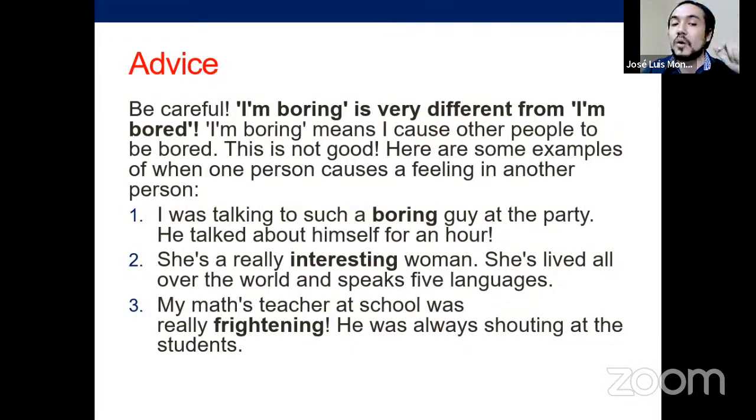She's lived all over the world and speaks 5 languages. So if you say here "she's a really interested woman," it gives a different meaning, and it doesn't make sense here. And the same in the last one. Okay, so Gladys, there are no exceptions, but the context is going to determine whether or not you can use ed or ing. But remember, as you said very well, ed only for things that can feel.